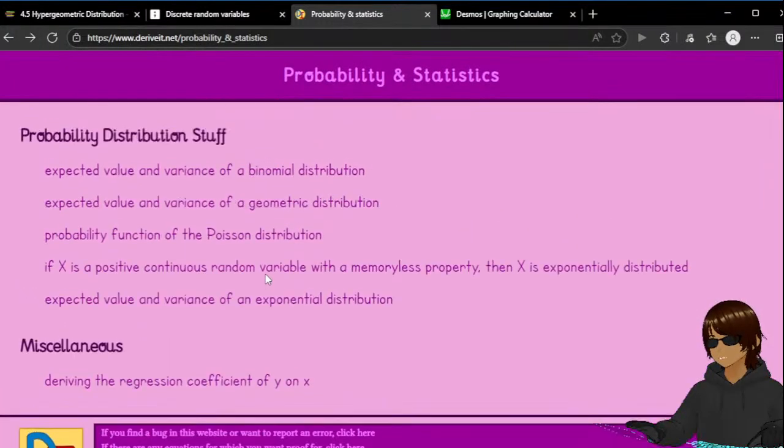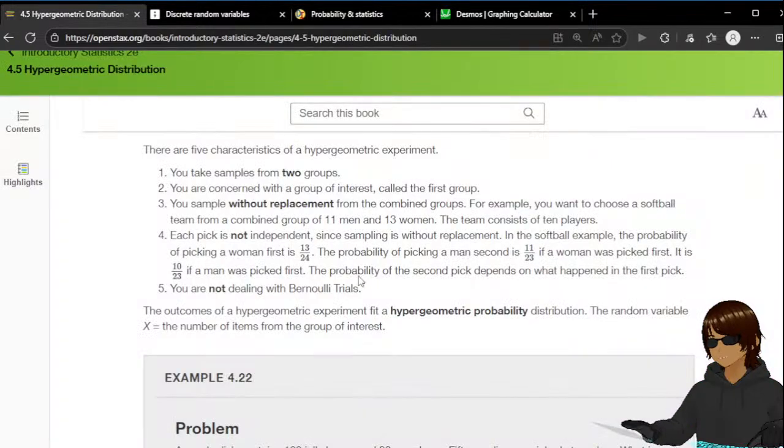Do I have anything on hypergeometric? No, I don't.